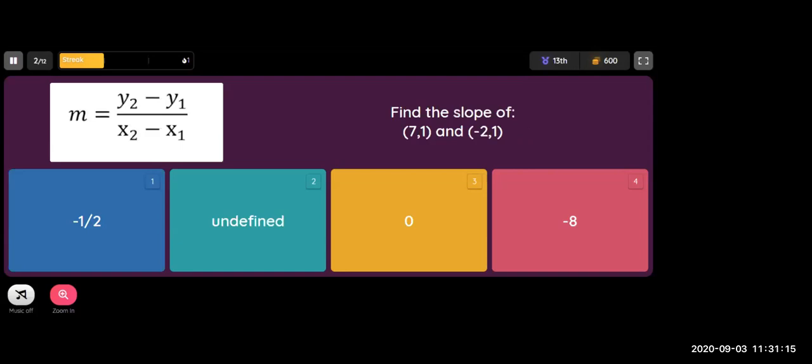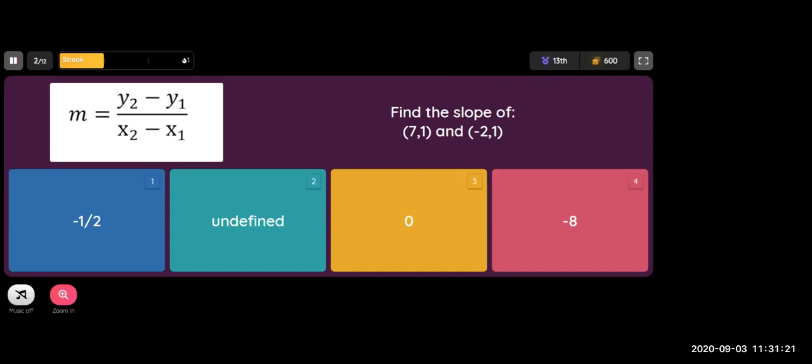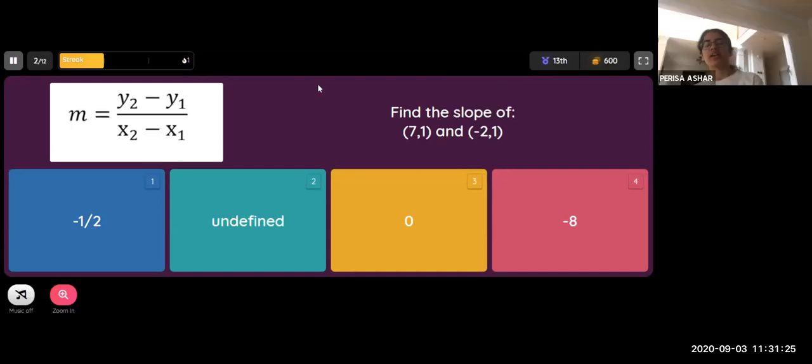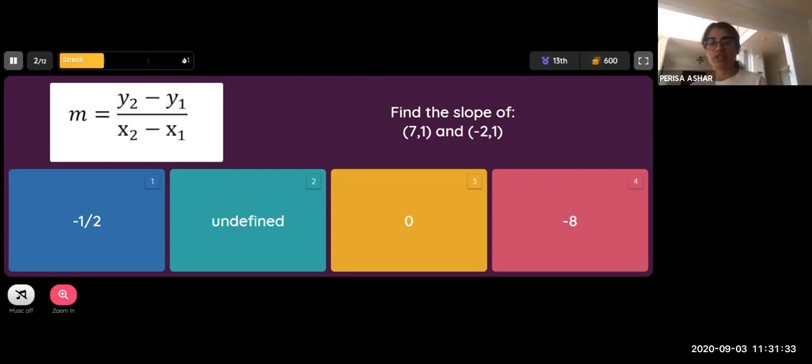So I see that a lot of people are saying that the slope is undefined. That is not the right answer, and we'll explain what an undefined slope really means. Prisha says the third option, or 0. The answer is correct, right?